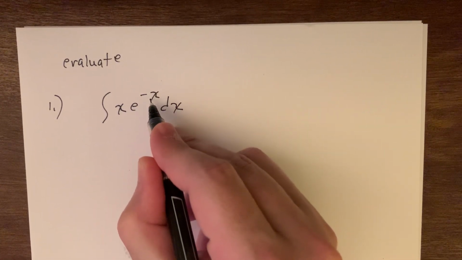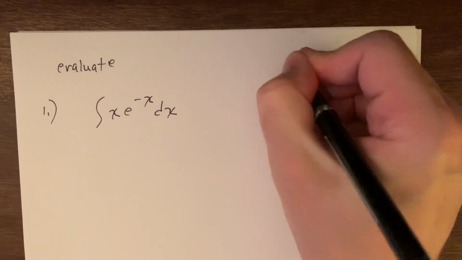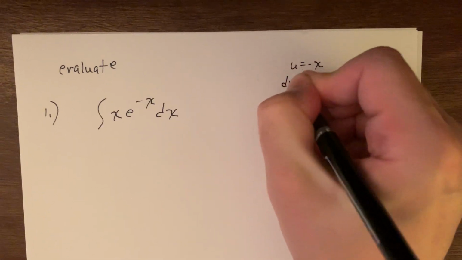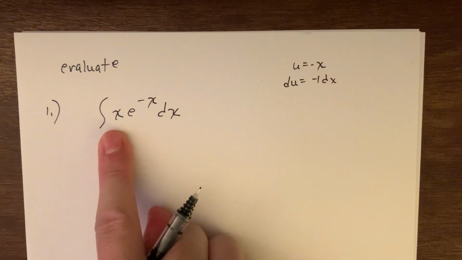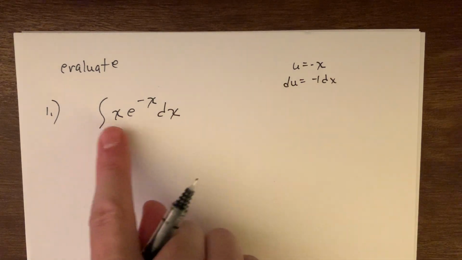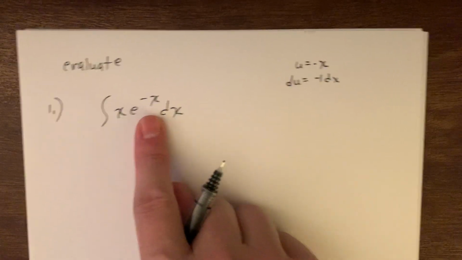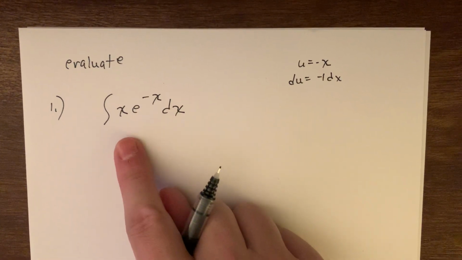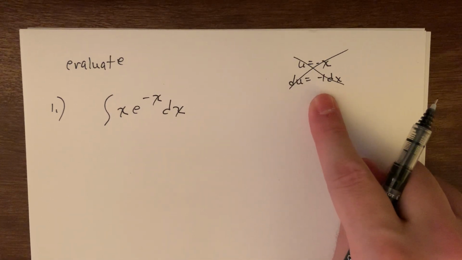But it's not. If you try that u substitution, I'll stick it up in the corner here. U is minus x, du is minus 1 dx. You can't get rid of this. And even if you play a little fancy game, you end up with negative u, e to the u, du. You still have basically the same multiplication, and you've just run around in a circle. This u substitution didn't help.